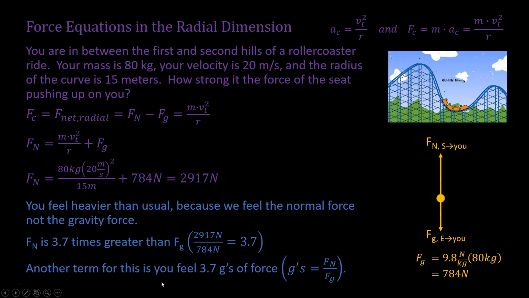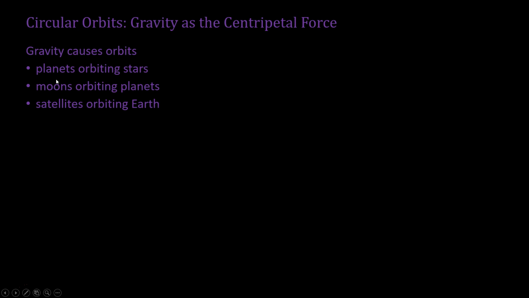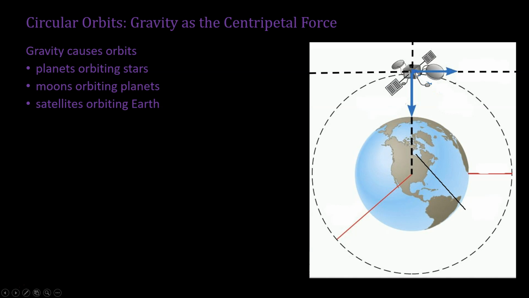Let's move on and take a look at circular orbits, because in circular orbits, gravity acts as the centripetal force. So gravity causes orbits. It causes the planets to orbit stars. It causes the moons to orbit planets, and it also causes satellites to orbit Earth. Here is a picture of a satellite orbiting the Earth. Clearly this drawing is not to scale. But let's take a look at a few important things.